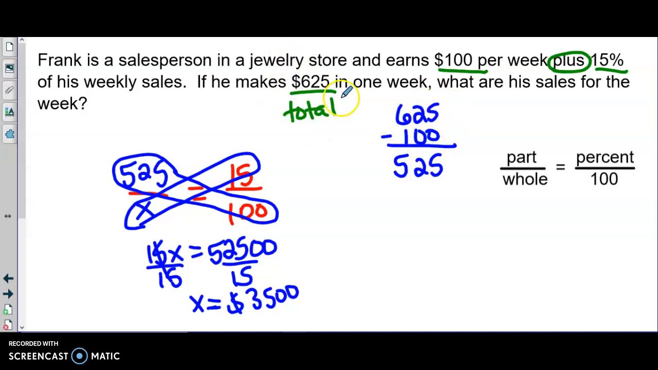So let me just go back over that one because that one was tricky. You take the total that he made in a week, you subtract off the $100. This is how much he earned off the sales. So that's his part of the sales, so we put that on top for part. We don't know the total value of the sales. That's what we're trying to solve for. But we know he gets 15%. And so out of 100, cross multiply and solve it.